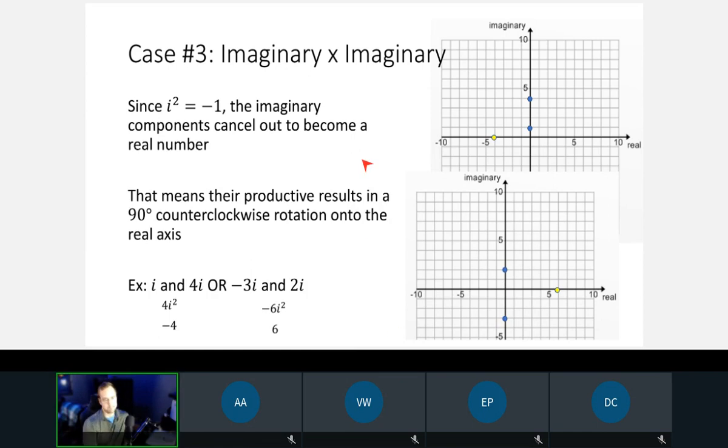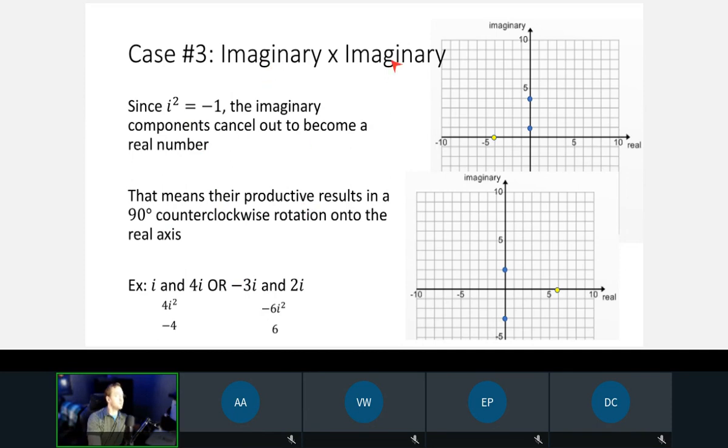Case 3. Imaginary times imaginary. Since i squared equals -1, the imaginary component cancels out to become a real number. And I said that a slide or two ago. This means that the product results in a 90-degree counterclockwise rotation onto the real axis.